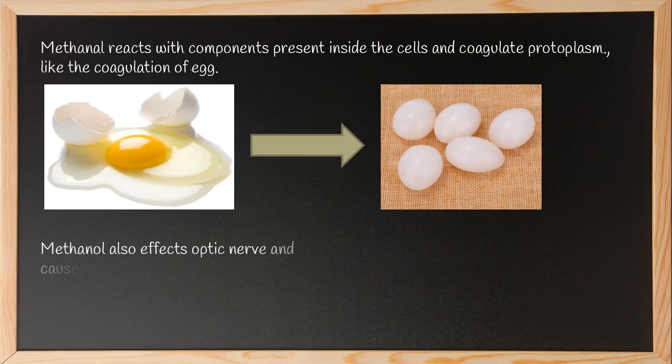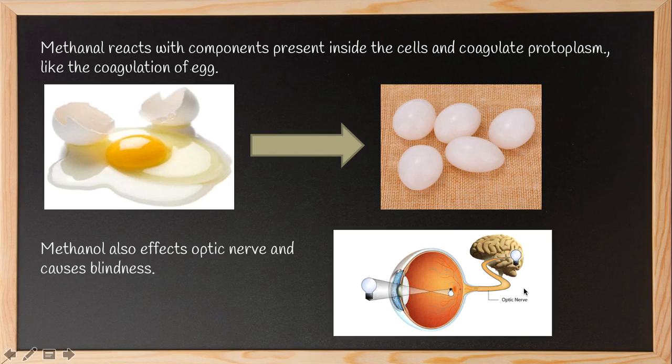Methanol also affects the optic nerve and causes blindness. This is the optic nerve, which helps in vision. Its function is disturbed and it causes blindness. So consumption of methanol is very, very dangerous.